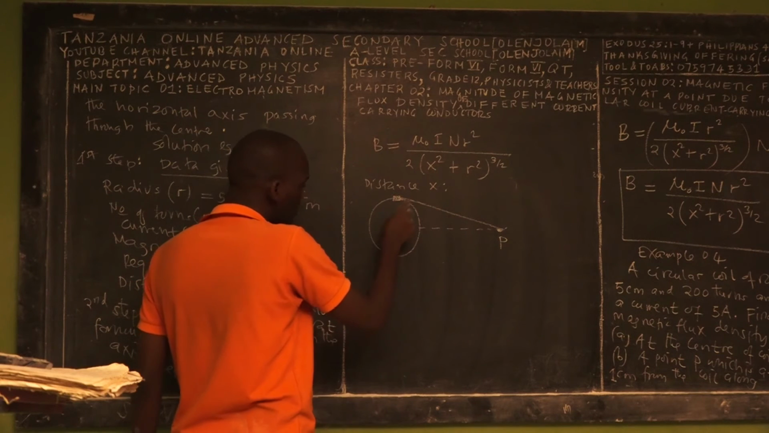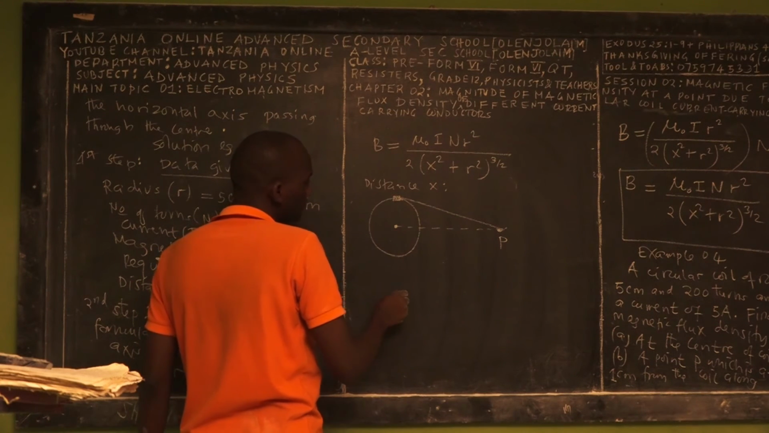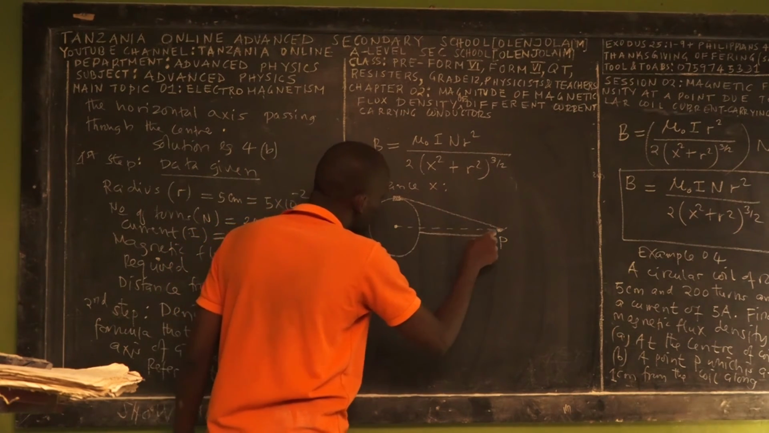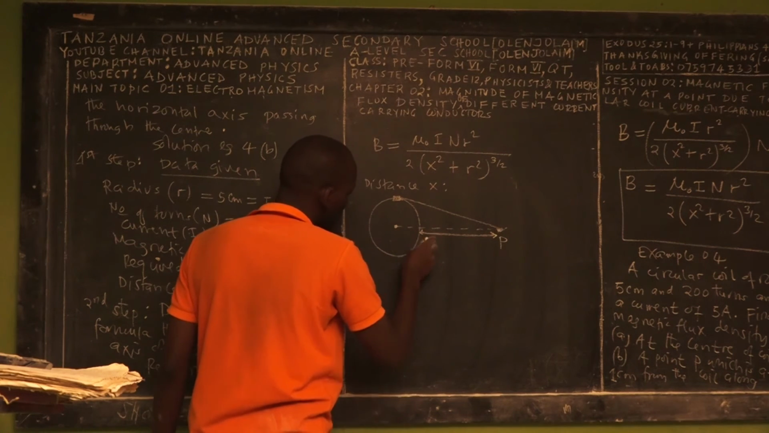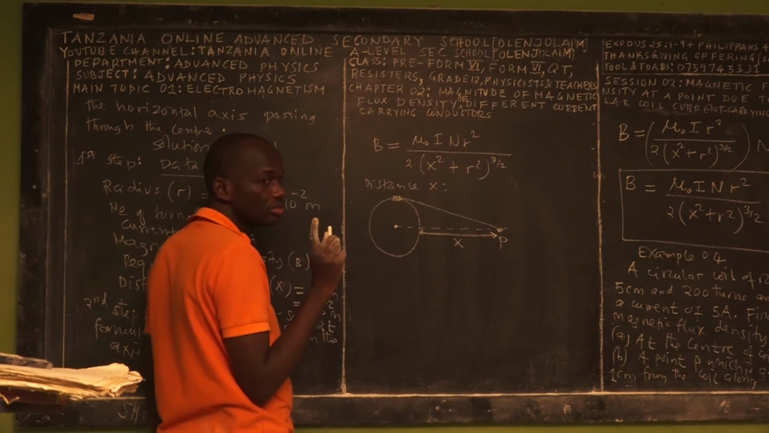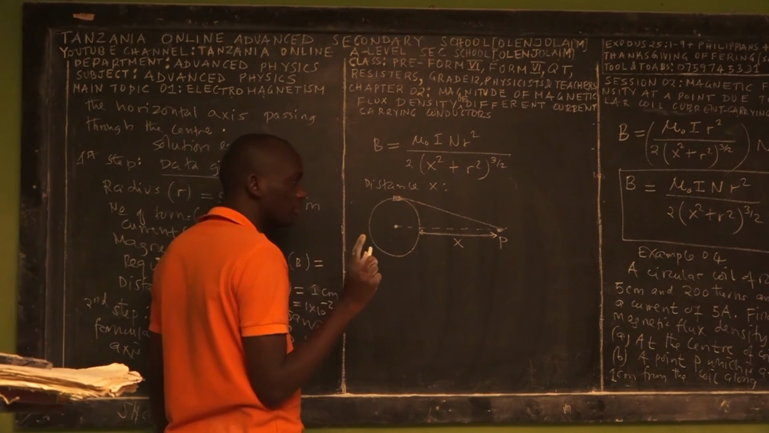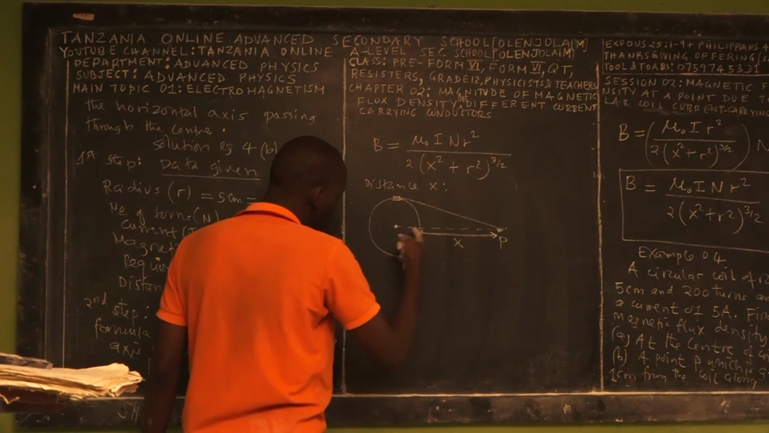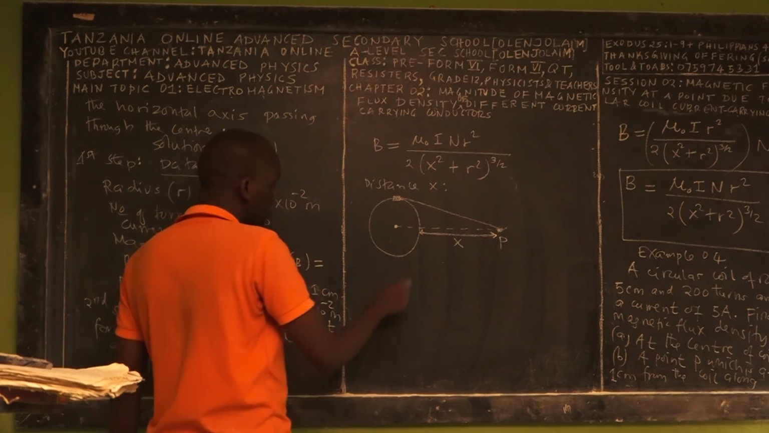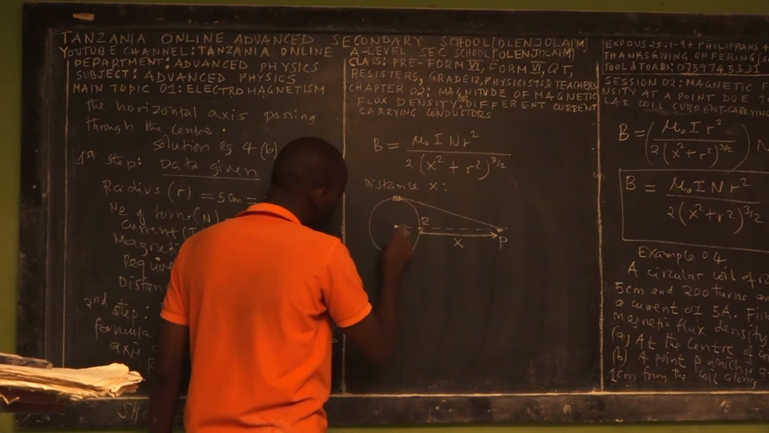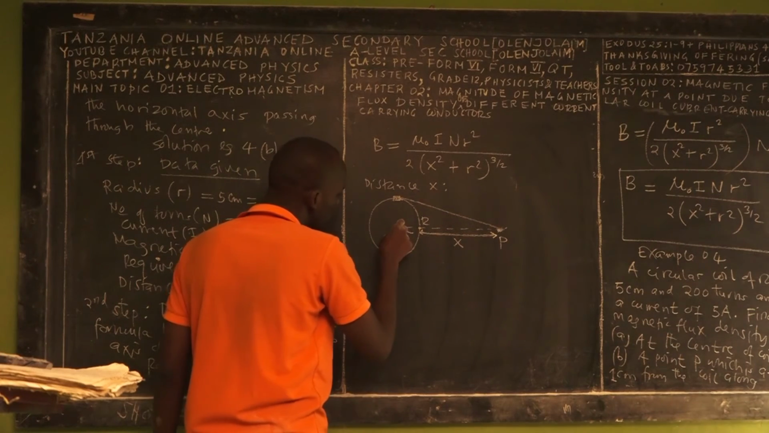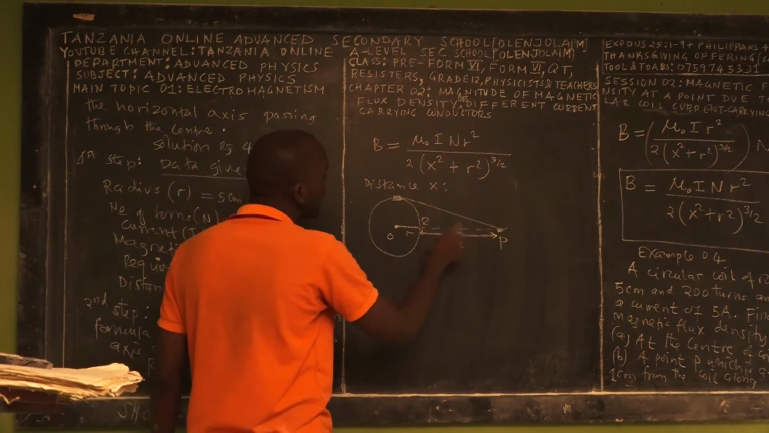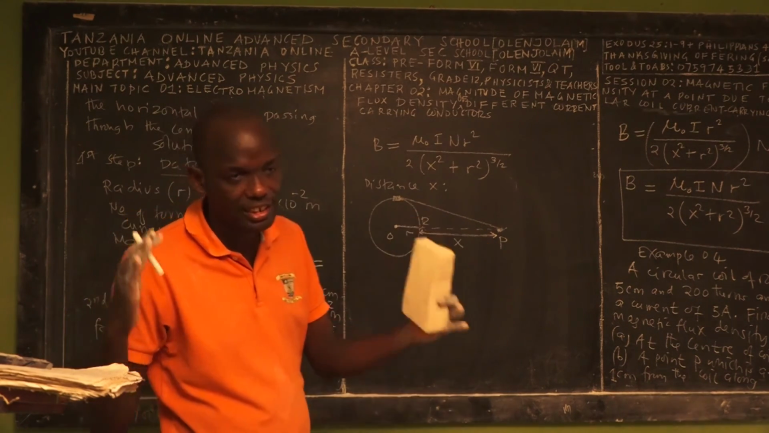But remember that X is not a distance from here to here. I made a mistake. X is the distance from P to this point. This is X. Quick correction. In the previous derivation, I told you that X is the distance from P to the center, which is wrong. The distance from this point, you can call it R. The distance from R to O is what you call the radius. The distance from R to P is what you call X. So the distance between R and P is actually the distance between the point and the circular coil.